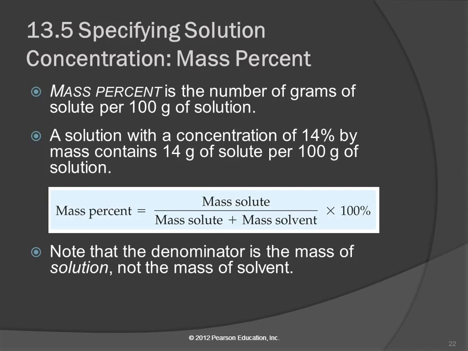Mass percent is useful because it's very easy to make, say, a 0.9% sodium chloride solution. 0.9% means 0.9 grams in 100 grams. So you weigh out 0.9 grams of sodium chloride, you add water till the whole thing is 100 grams, and there you go. You don't have to do a lot of thinking about moles and other things like that.